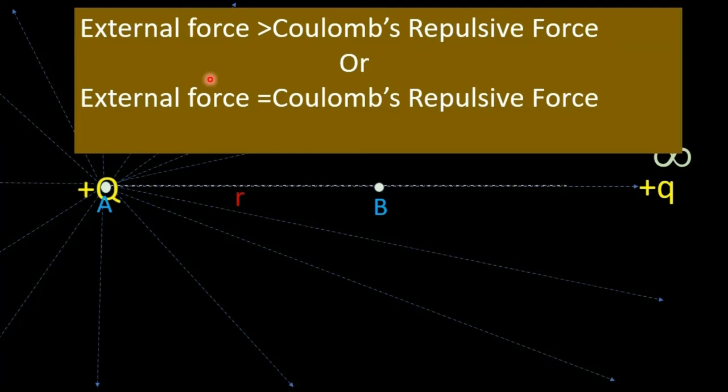But the problem here is that in doing so, it will be difficult for us to find the magnitude of the external force. Now, when we use an external force that is equal to Coulomb's repulsive force, the net force acting on this test charge will be 0. Hence, this test charge will move without acceleration, that means with uniform speed, towards the source charge plus capital Q. Now, the amount of work done in bringing the test charge from infinity to a point B can be determined easily, because in this case, the external force becomes equal to Coulomb's repulsive force.